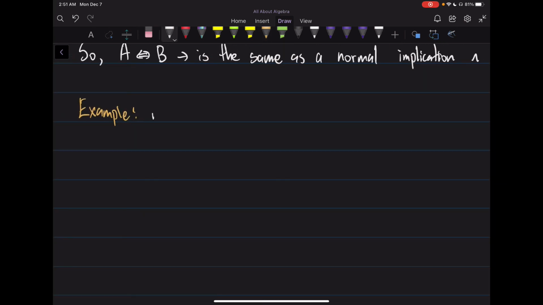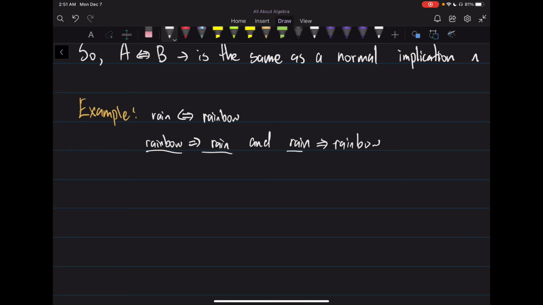So if we have rain double implication rainbow, this means rainbow implies rain and rain implies rainbow. This means there must be a rainbow. This means if there's a rainbow, there's rain, and if there's rain, then there's a rainbow. So if both conditions are true, the double implication is true.